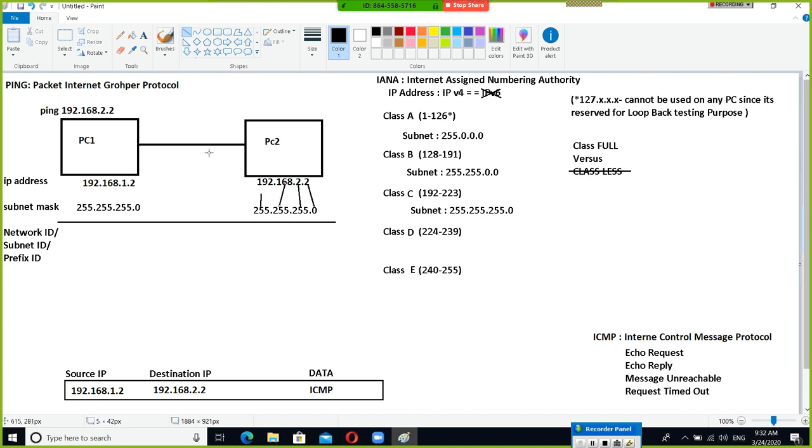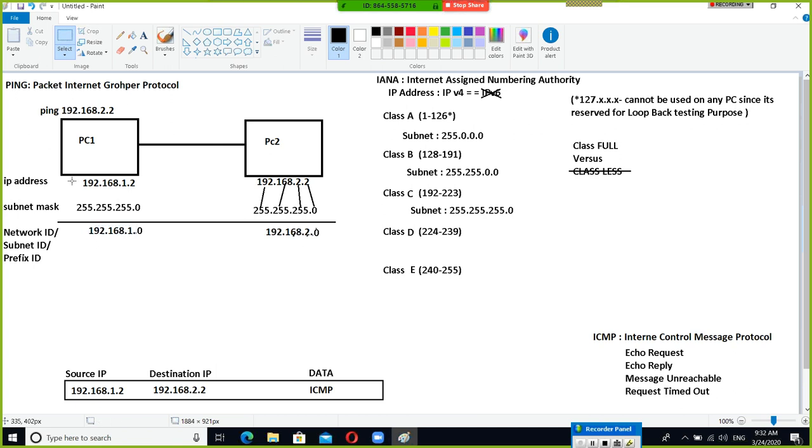Now, how do you find the network ID of an IP address? Since we have a subnet mask, we can blindly find out the network ID of this IP address. Wherever you have a 0 in the subnet mask, you copy the 0 as it is. Wherever you have 255 in the subnet mask, you copy the number from above into the network ID section. I repeat: wherever you have a 0 in the subnet mask, you copy the 0 as it is; wherever you have 255, you copy the number from above into the network ID section.